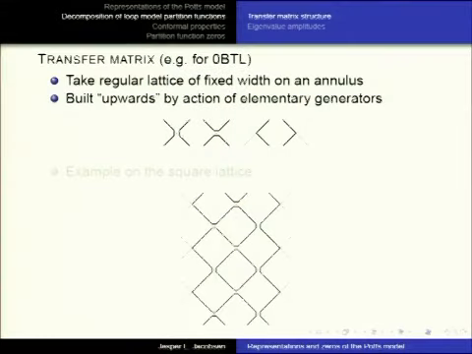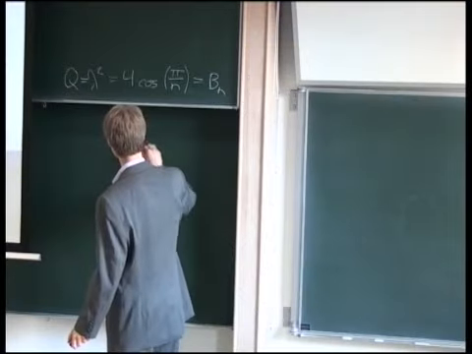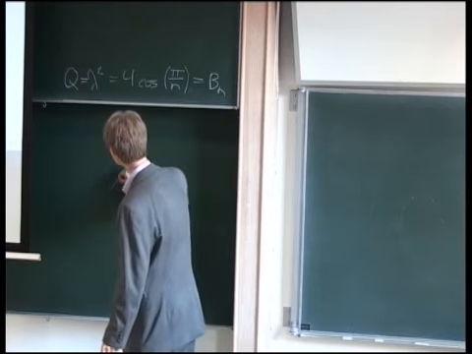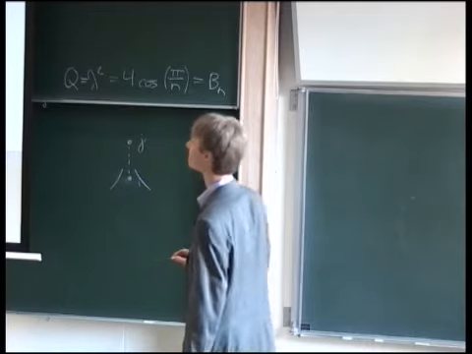Okay, so let me describe this for the ordinary Potts model. So suppose I take a regular lattice of a fixed width embedded in an annulus, like over here, and let me try to build up the loop model by action of elementary generators so that I sort of construct the lattice going upwards. Then the elementary generators are the following. So suppose that I'm going to add, say, an edge of my graph, and there are two boundaries coming in here. Those are those of the loop models.